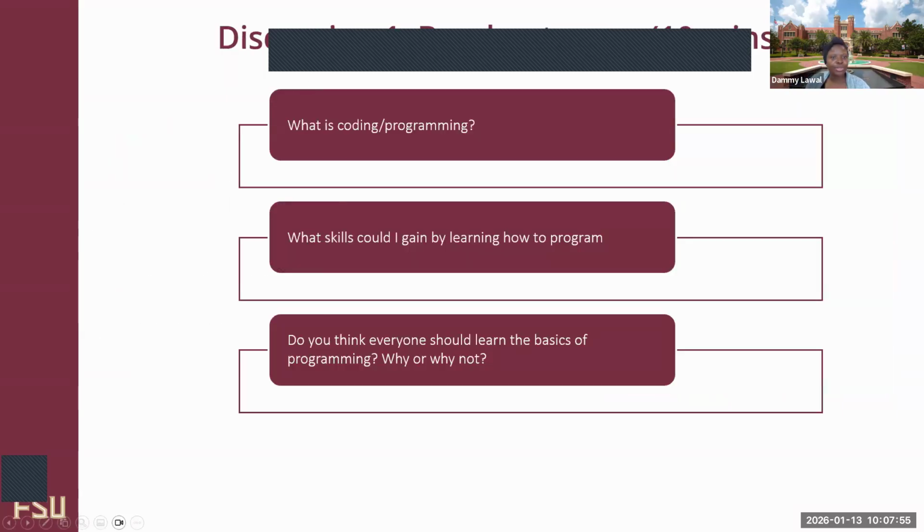So I want us to go through, I'm going to create a discussion, breakout rooms, and I want us to discuss with our peers about the video. Let's answer those questions. What are your perspectives towards programming? Why do you want to learn the skills? Do you think everybody should learn the basics?